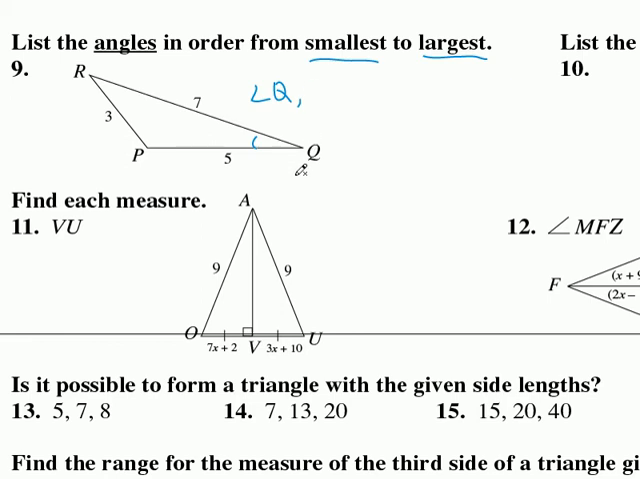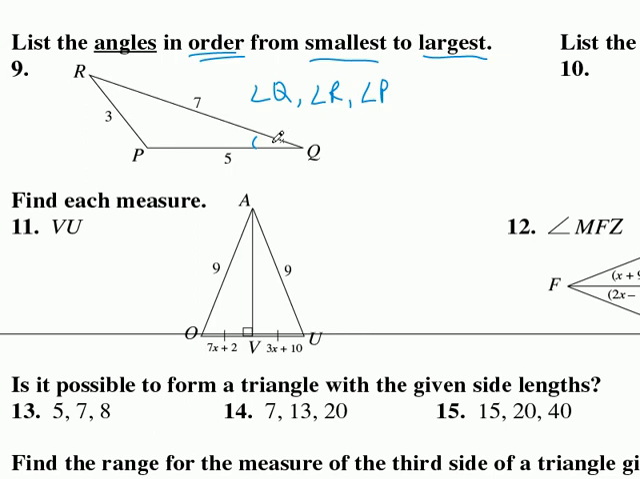What's the one that's in the middle then? R, because it's opposite to 5. So angle R. And then, of course, the largest one would be angle P. And that would be your answer right there. Angle Q, angle R, angle P. And it absolutely matters what order you put this in, because it says in what? In order from the smallest one to the largest one.